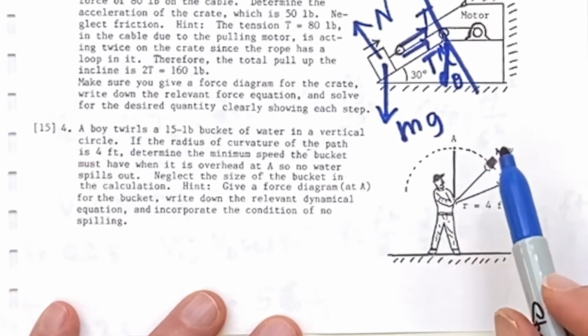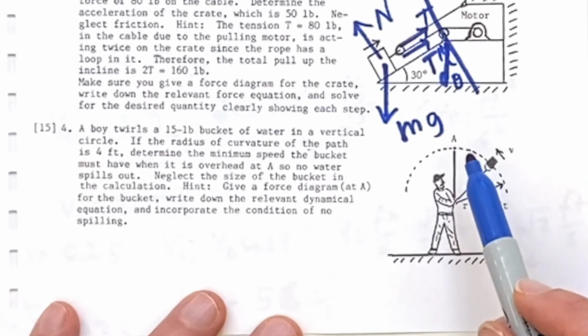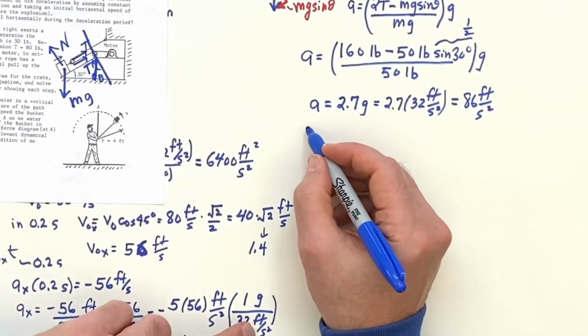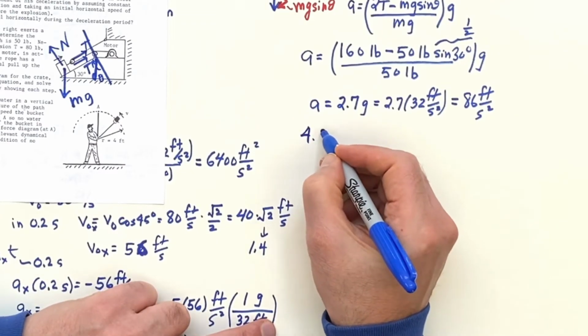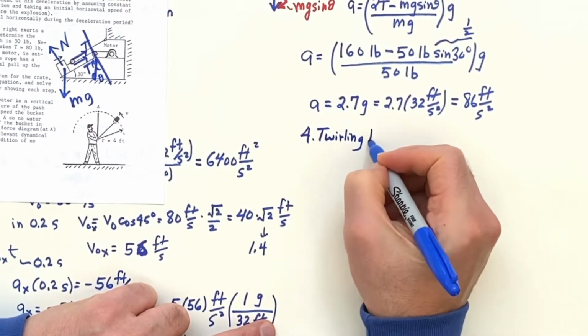Hint: give a force diagram at the top at A for the bucket, write down the relevant dynamical equation, and incorporate the condition of no spilling. All right, so we'll call this one the twirling bucket of water.